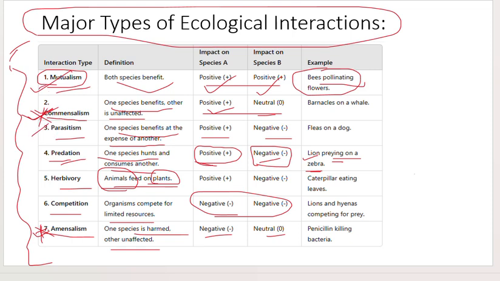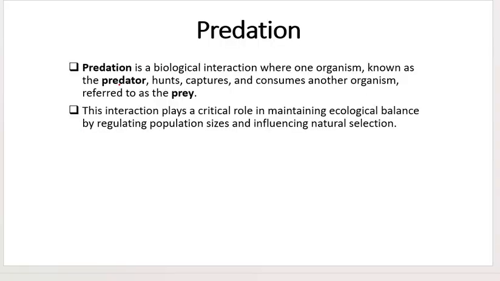Let's start with predation. What is predation? Predation is a biological interaction where one organism, known as the predator, hunts, captures, and consumes another organism. That other organism is referred to as the prey. The prey is eaten, and the eater is the predator. This interaction plays a very important role in maintaining ecological balance by regulating population size and influencing natural selection.